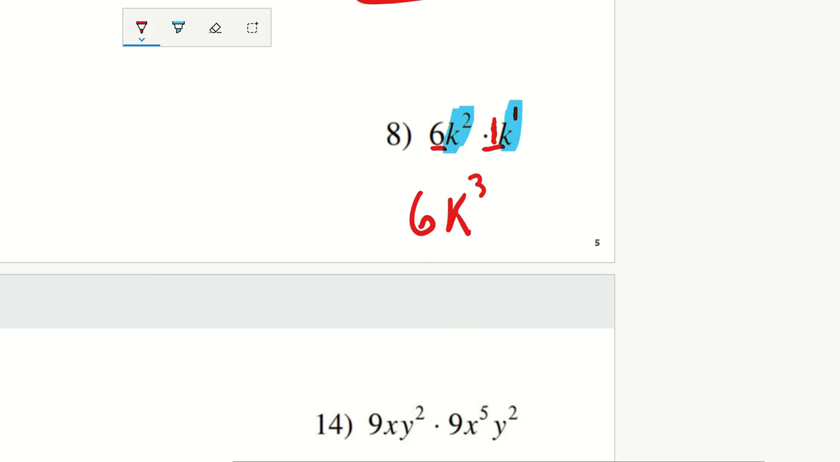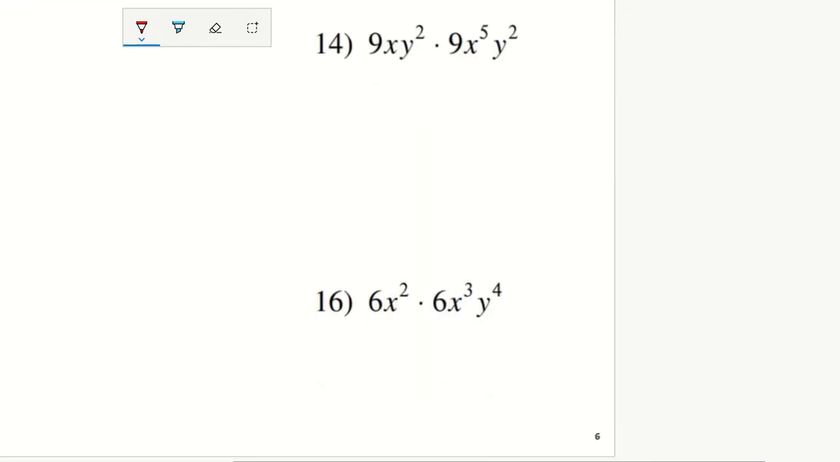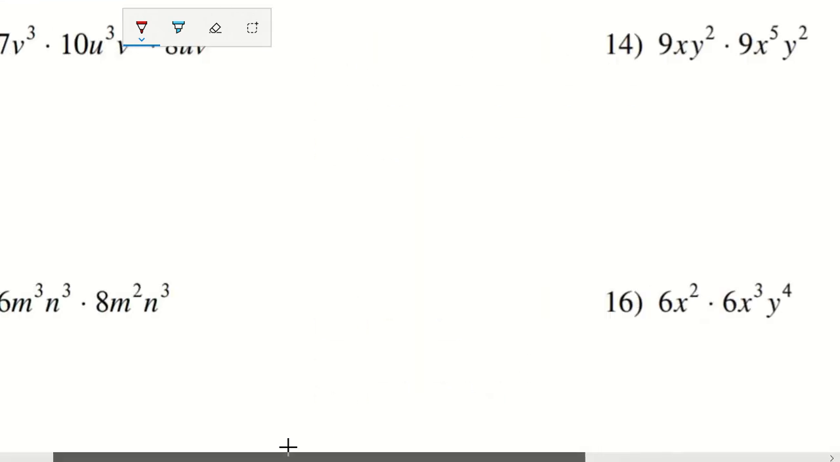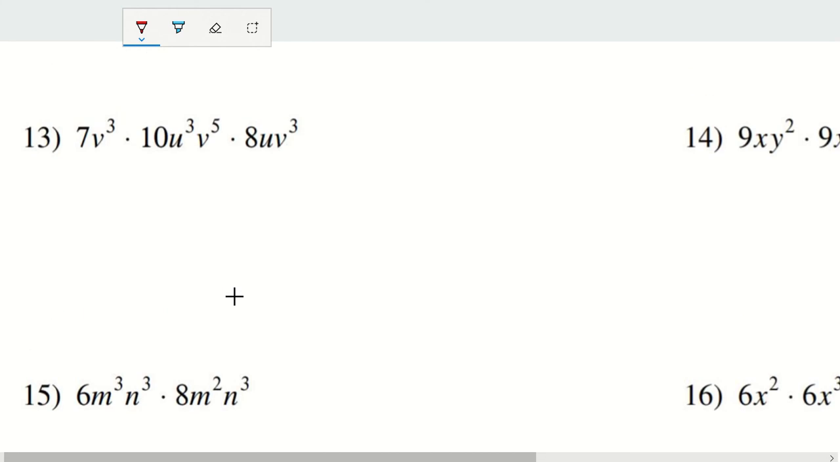2 plus 1 is 3. Okay, so we did that. We have 4 more examples, and they're going to get a little bit more complicated, but nothing we can't handle. So let's go ahead and multiply this one.